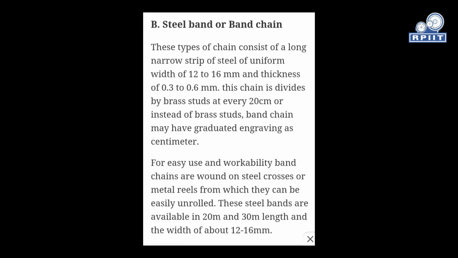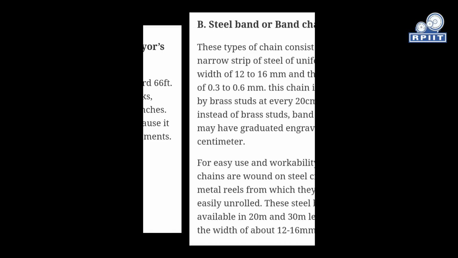Second is steel band or band chain. In this type of chain, a narrow strip of steel of uniform width about 12 to 16 mm and thickness about 0.3 to 0.6 mm is used, and the chain is divided by brass studs at every 20 centimeters. In this band chain, graduated engraving is in centimeters. The steel band is available in 20 and 30 meters, with width about 12 to 16 mm.